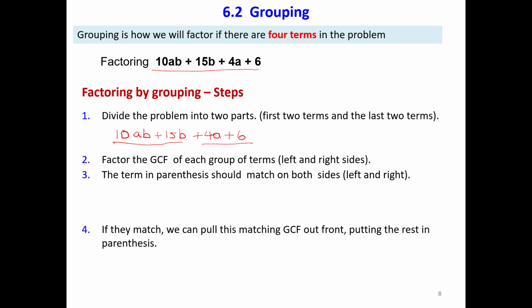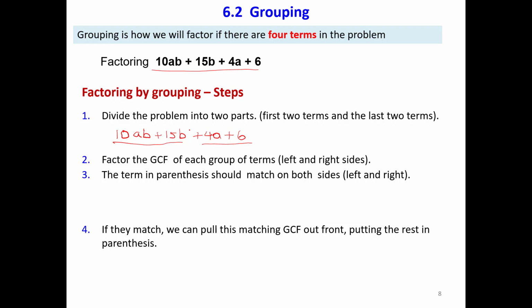What we will do in the next step is factor out the greatest common factor for each group of terms. We will get the greatest common factor for this part and this part. For one moment, forget the last two terms and focus on the first two terms, 10ab plus 15b. What is the greatest common factor for these two terms?